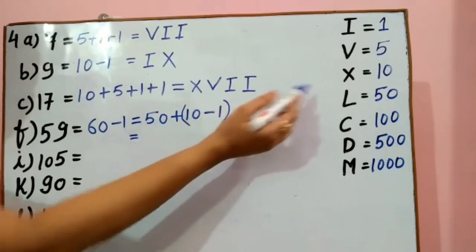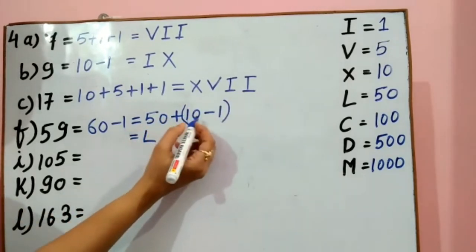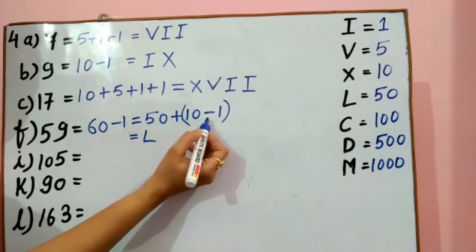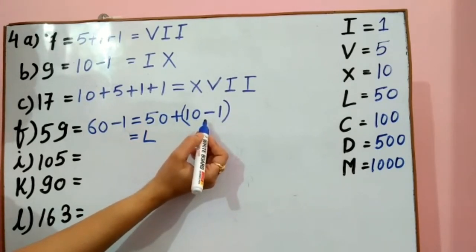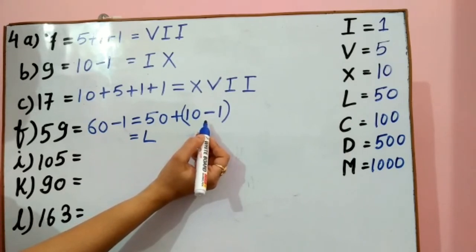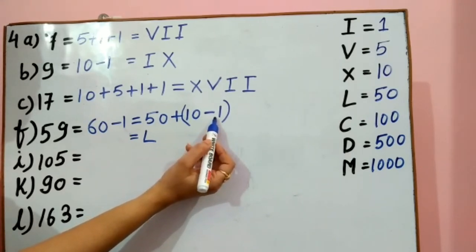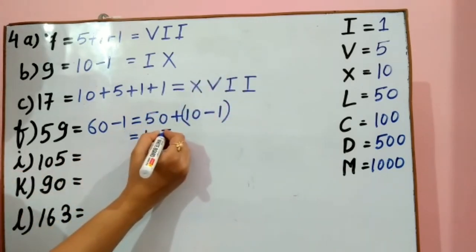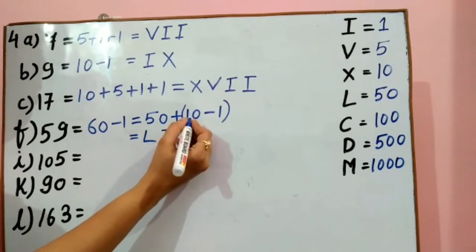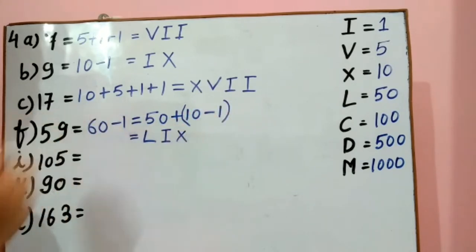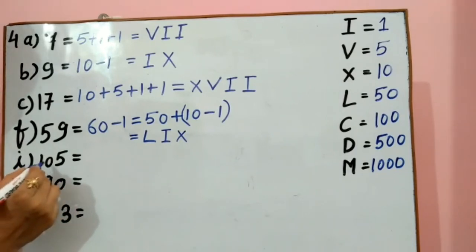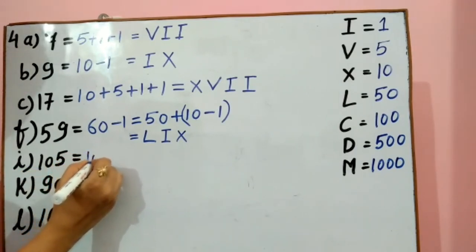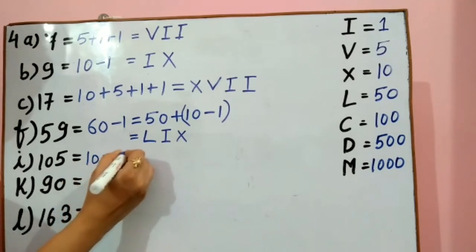Now we will write the Roman numeral. 50 is the value of L. In subtraction, we always write a letter of smaller value to the left of a letter of greater value. So first of all, we will write 1, and 1 is the value of I. Then 10. 10 is the value of X. Understood?